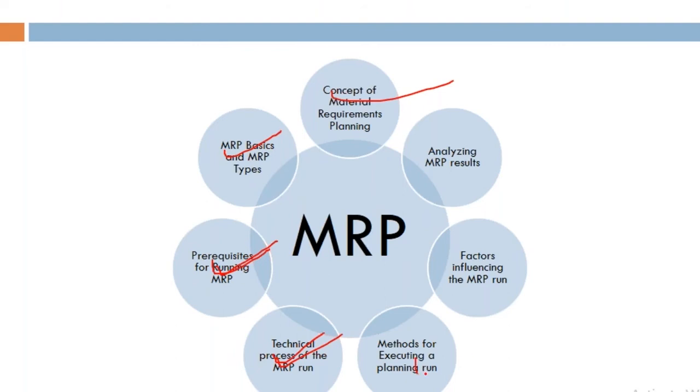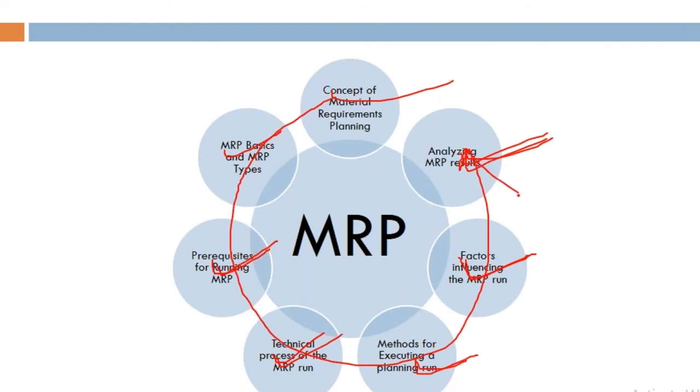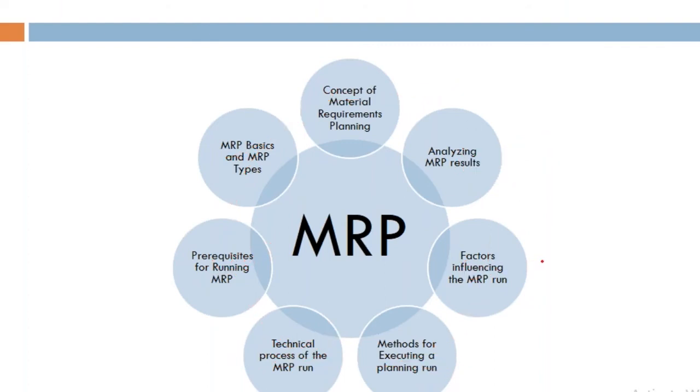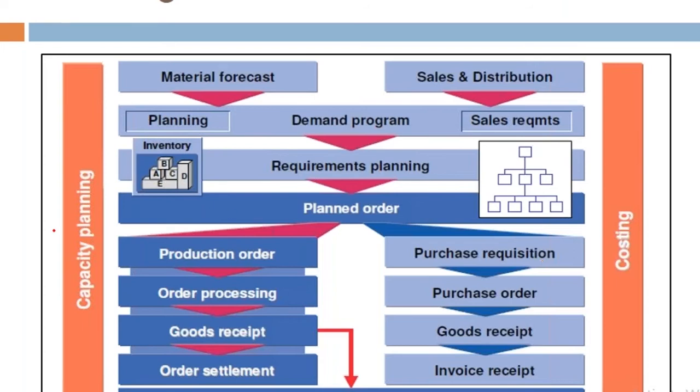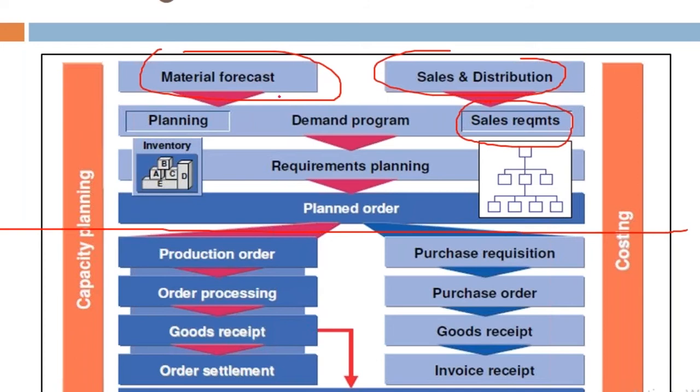Okay, so here we will be discussing what is MRP and what the different types of MRP are. To run MRP, as a consultant, what settings you have to make in the system. What is the technical process of an MRP run? When you run MRP, what will the system actually do? Then what are the different methods of running MRP? Then what factors influence the MRP run? And then how to analyze MRP results. Once MRP is executed, as a consultant, you have to check whether MRP is giving proper results or not. All those things we will discuss in the system. So this is MRP, Material Requirement Planning.